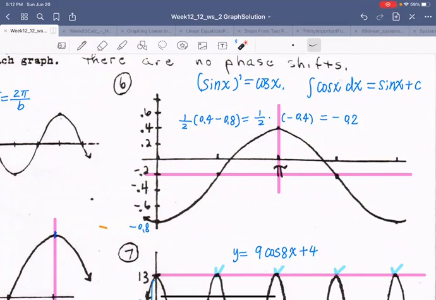So then go ahead. Okay, I'm going to try again this time. So we have T equals 2 pi. Okay, T equals 2 pi. T equals 2 pi over b, b equals 1. That's right.